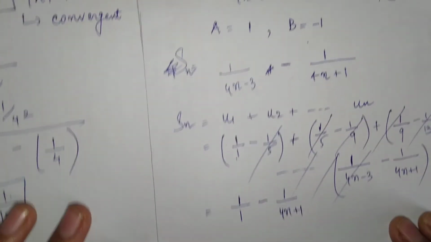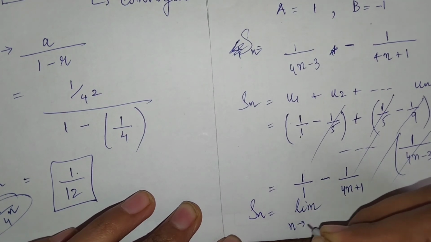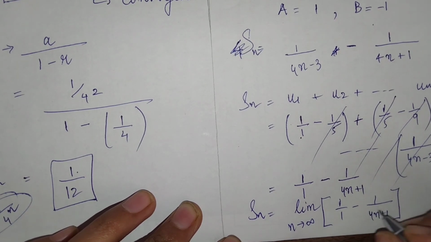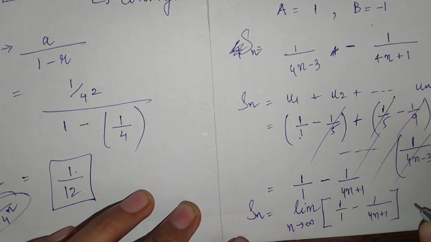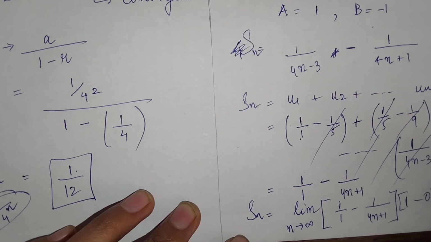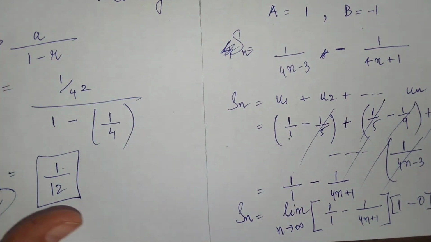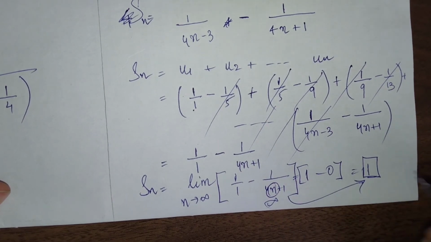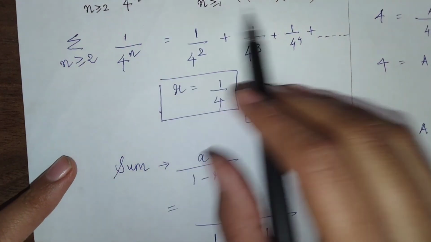But we have to find the sum of this series. So how can we find the sum? The sum will be the limit as n tends to infinity of this expression. If we put n equal to infinity here, then 1 by infinity is 0, so 1 minus 0 is 1. So if you substitute n equal to infinity here, the answer will be 1. You will get 1 as the sum of this series.